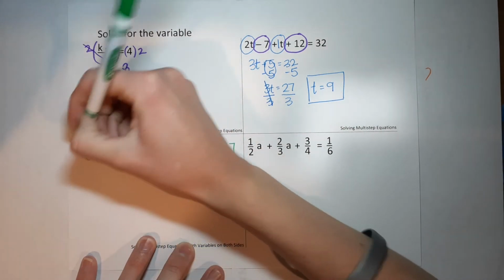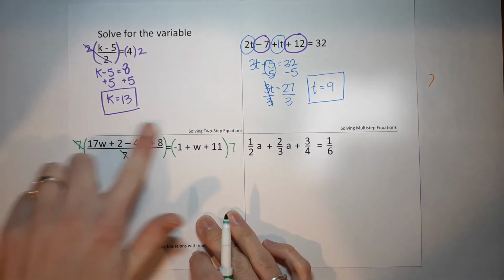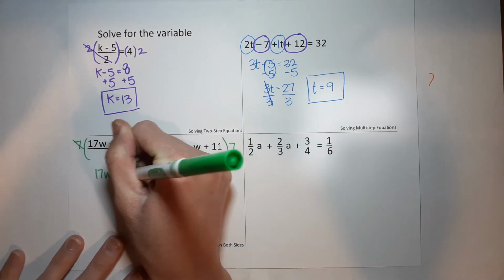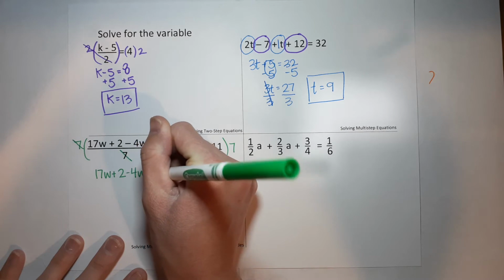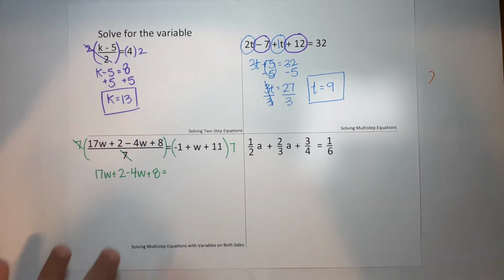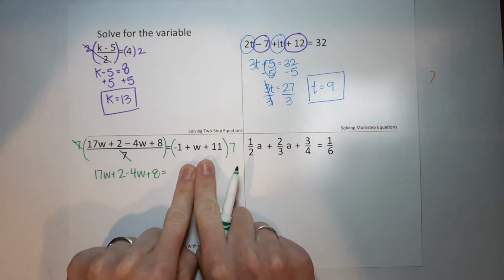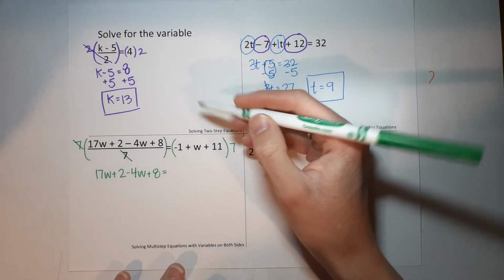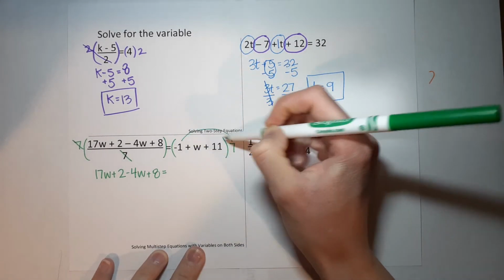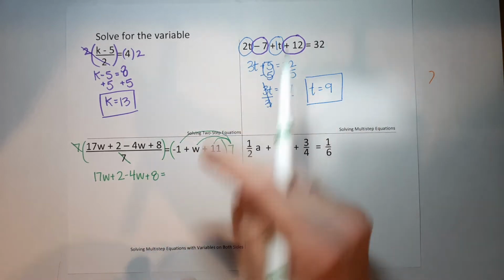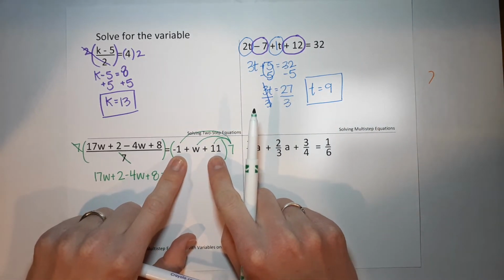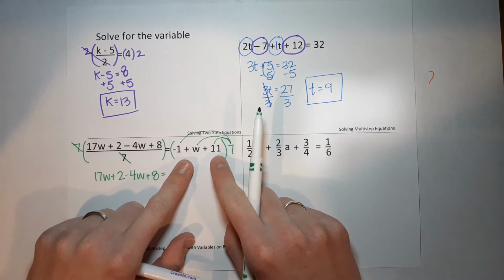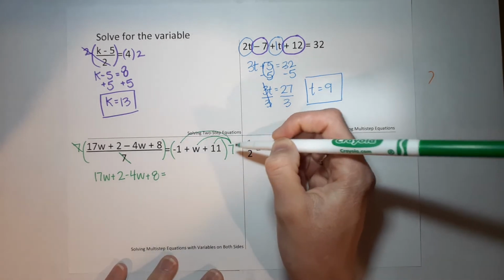These cancel. So over here, I'm just left with the top, the numerator. So I've got 17w plus 2 minus 4w plus 8 equals, all right, I have to multiply this side by 7. And when I multiply, this 7 gets distributed to each one. Now, you could combine like terms first, whatever is your fancy. I just happen to not in this case, but you could if you wanted to.